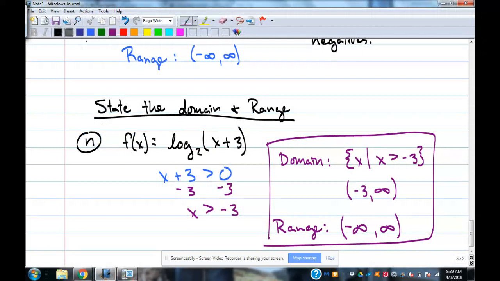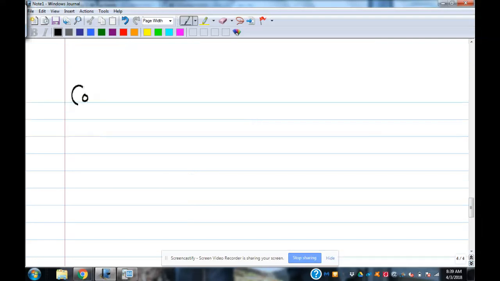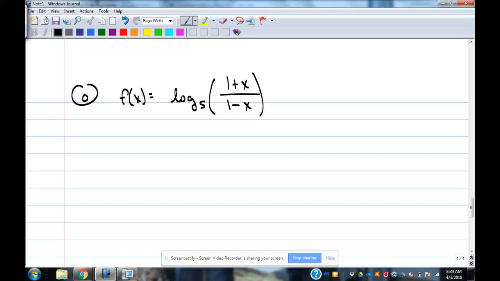Let's look at one that's a little more interesting. F of x equals log base 5 of (1 plus x) over (1 minus x). So a rational expression inside of the log. So we've got to find the domain of that. This is a little bit more difficult because a rational expression is a fraction, and we need to know when that fraction is going to be positive. So with a positive fraction, you have to have either positive on top and positive on bottom, or negative on top and negative on bottom. Both of them have to be the same.